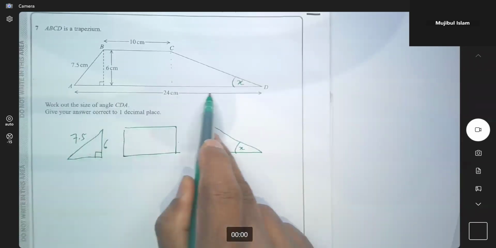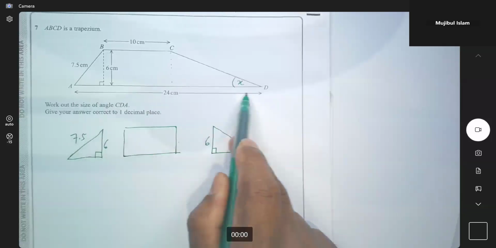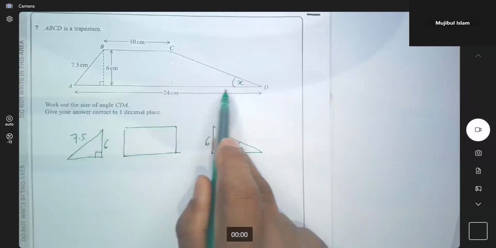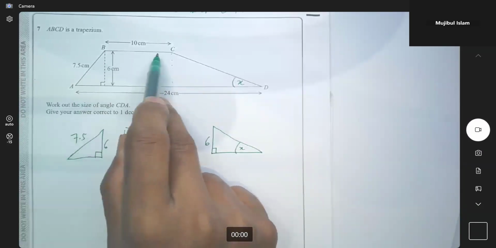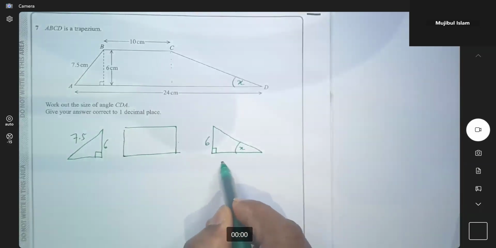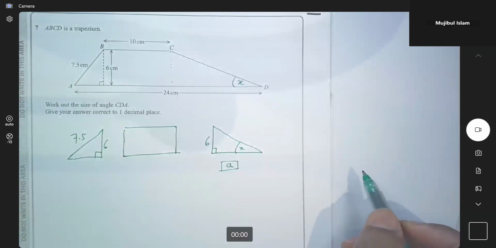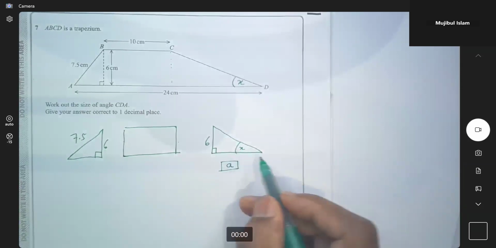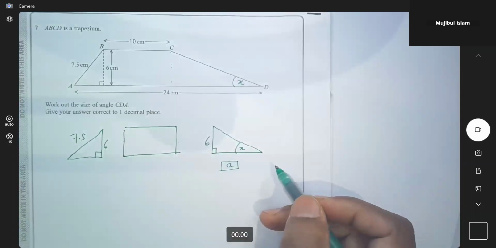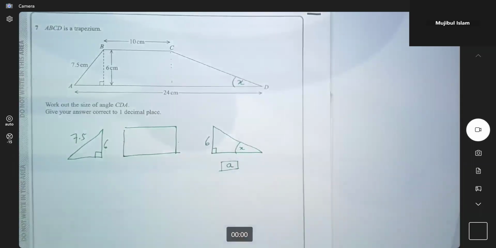Now, if you look carefully, you are given this information here. All of this is 24. All of this is 10, which means that I'm probably going to be working with this side. So let's call it A. That's what I need to be working out to get to that angle. So that's the hint. I'll give you another hint in about a minute's time. Let me check chat and the time.